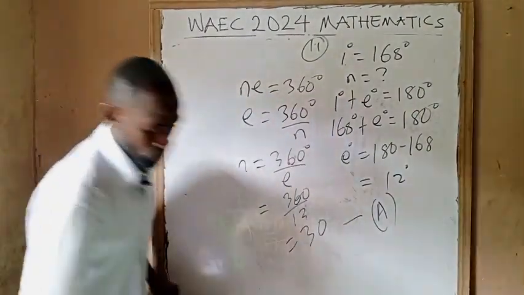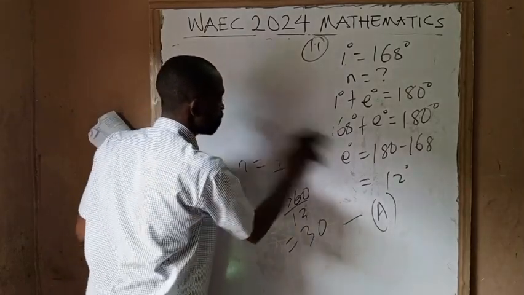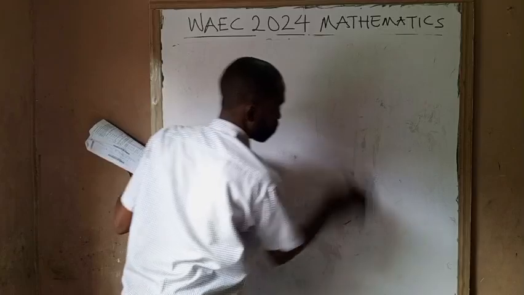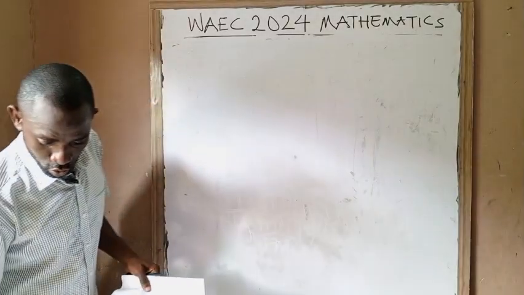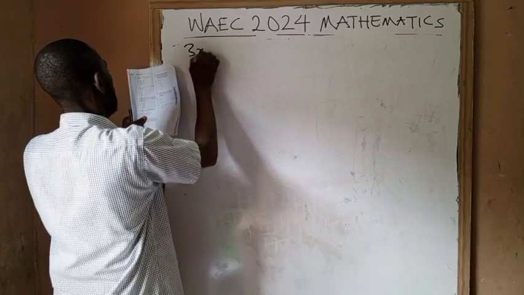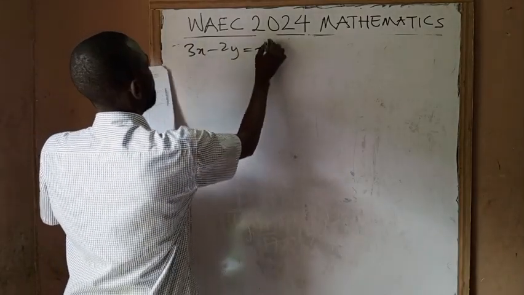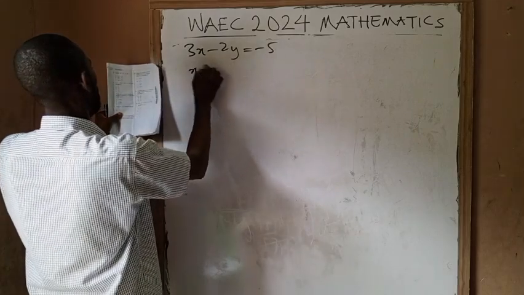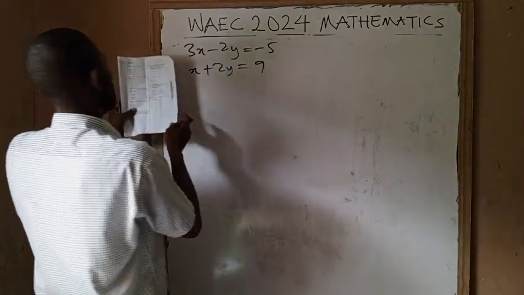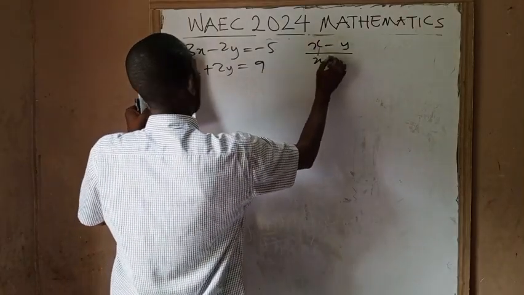Question 12. So we are going gently, bit by bit. We're almost done. Question 12: if 3x minus 2y equals minus 5, and x plus 2y equals 9, find the value of x minus y all over x plus 1 plus y.